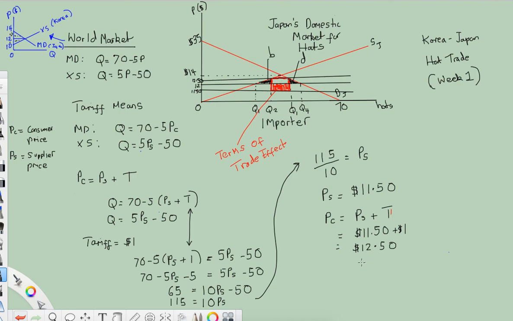And if this was a small country, it'd actually be a little easier. In fact, I sometimes give examples where I just say a tariff is imposed by a small country, and then what you always know is that PS is PS bar. It never varies. Bar over a variable means it's not going to change. So therefore PC rises by the full amount of the tariff. And that makes them easier to solve.